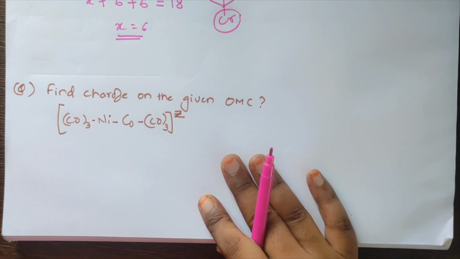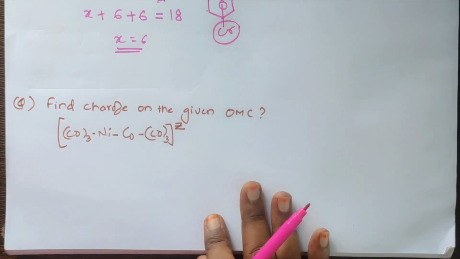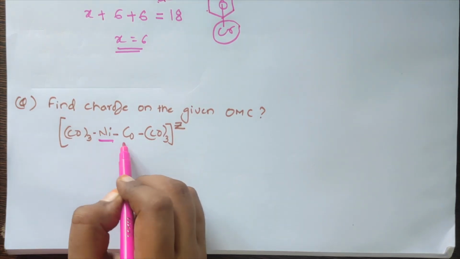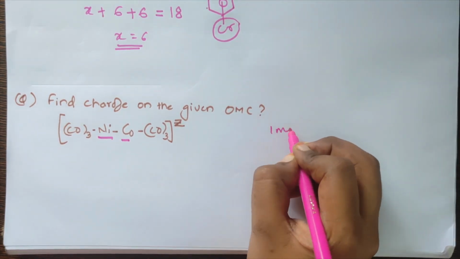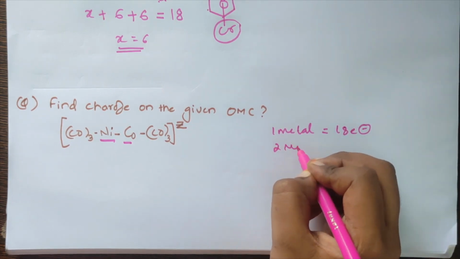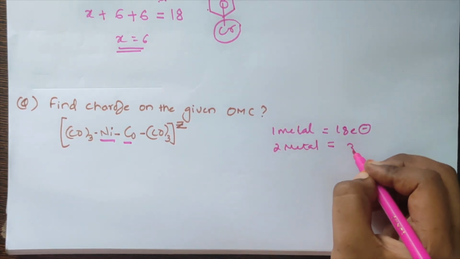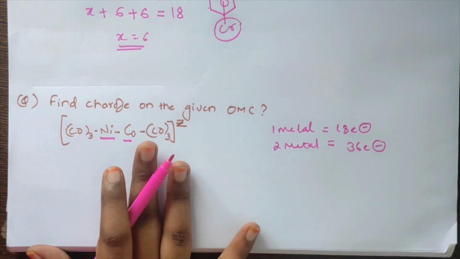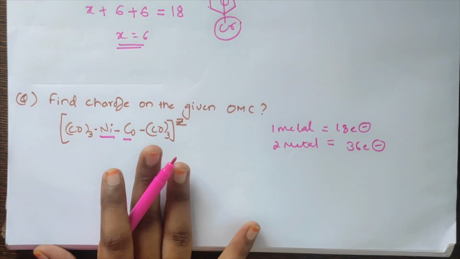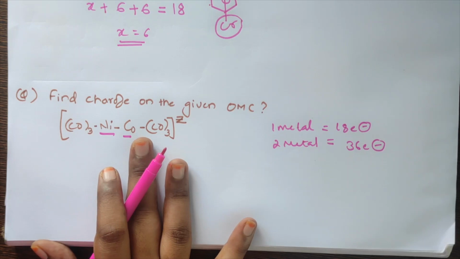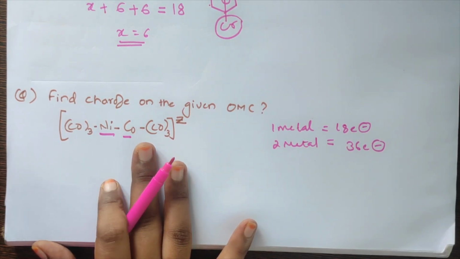The next question is finding the charge on the given organometallic complex. In this case there are two metals, nickel and cobalt. When there is one metal, it follows the 18 electron rule, and when there are two metals, it should follow which electron rule? The 36 electron rule. So this complex must follow the 36 electron rule. It will already be mentioned in the question that the complex follows a particular electron rule, and we have to find the unknown quantity. So let's solve this question.